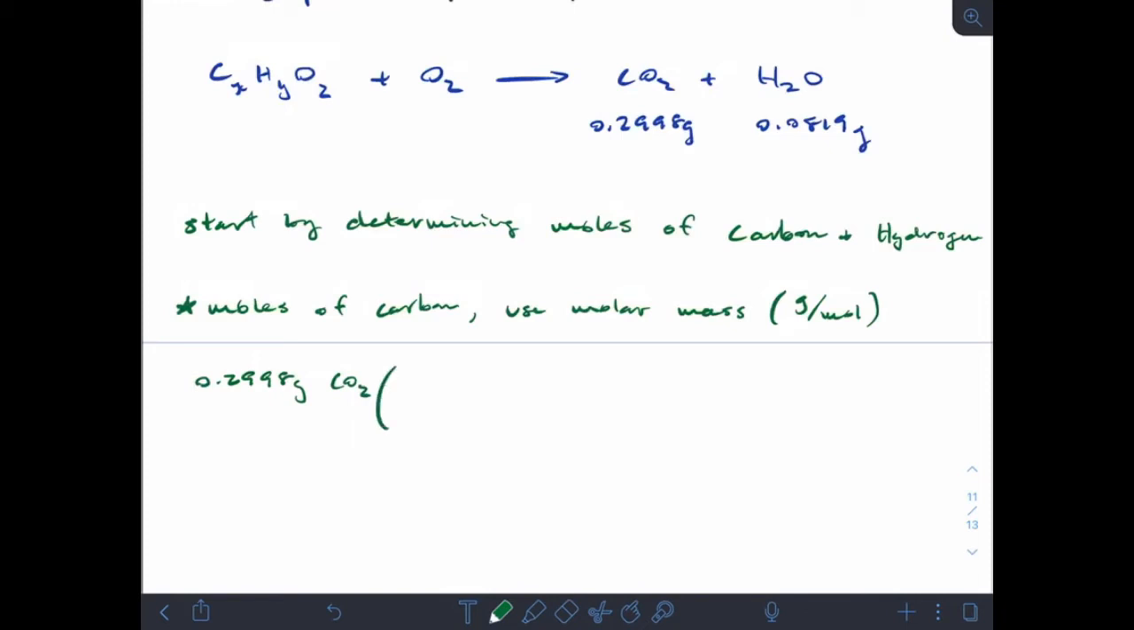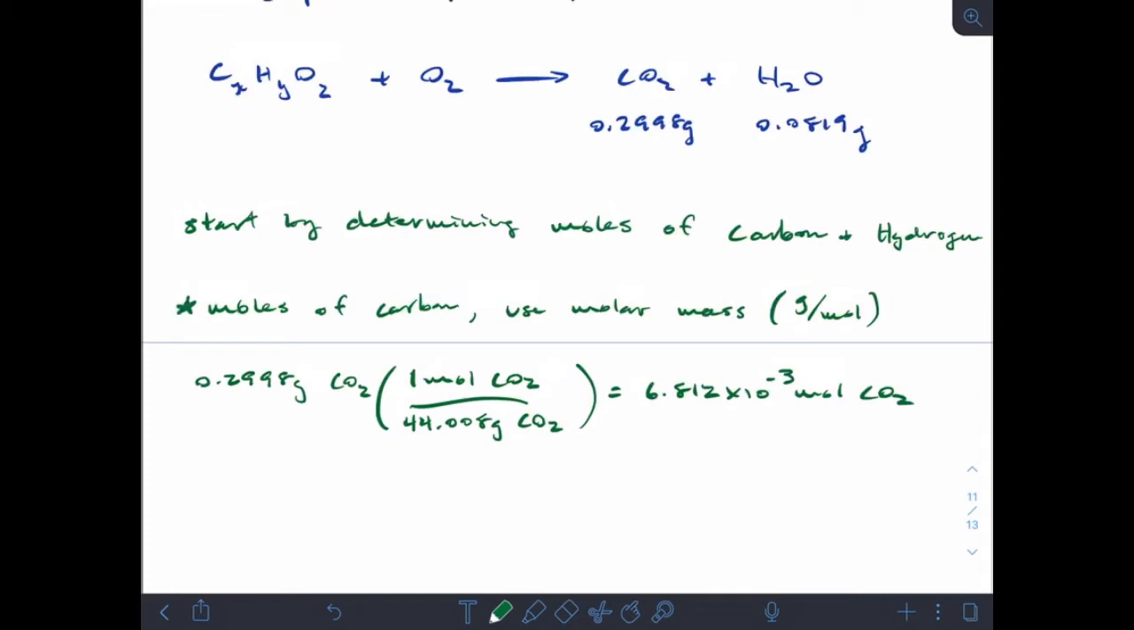So our mass of CO2, so 1 mole of CO2 has a mass of 44.008 grams. Okay, and all I've done there is add up the masses of the individual atoms there. So 1 carbon atom, 2 oxygen atoms, and we get roughly 44 grams per mole. So we find that we have 6.812 times 10 to the minus 3 moles of CO2.